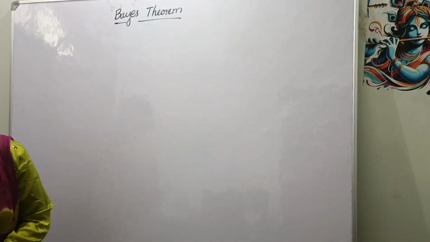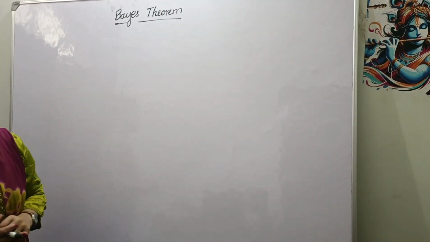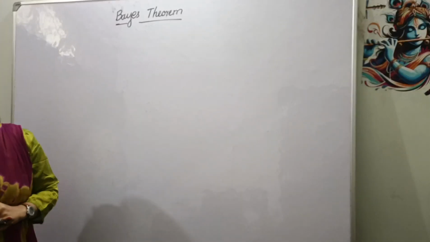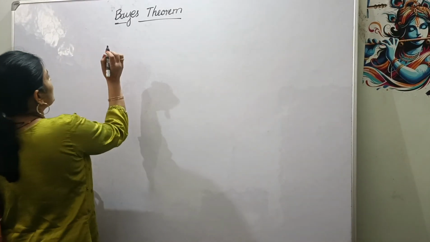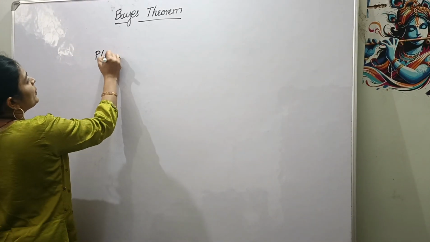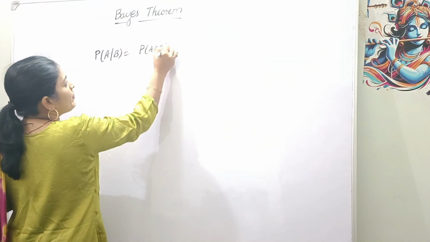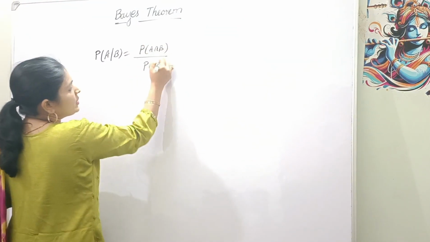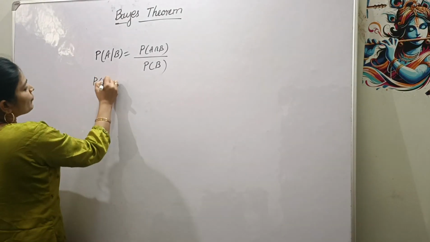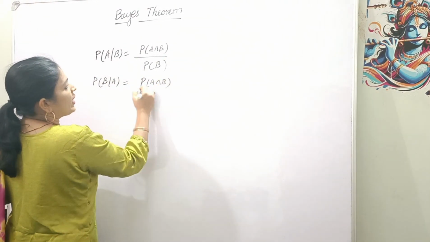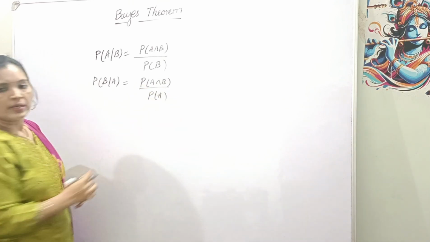Hello everyone, today we are going through Bayes theorem, one of the important theorems on probability. First of all, let's write the conditional probability equations. We have a formula for conditional probability. Probability of A given B is equal to probability of A intersection B divided by probability of B. Probability of B given A is equal to probability of A intersection B divided by probability of A.